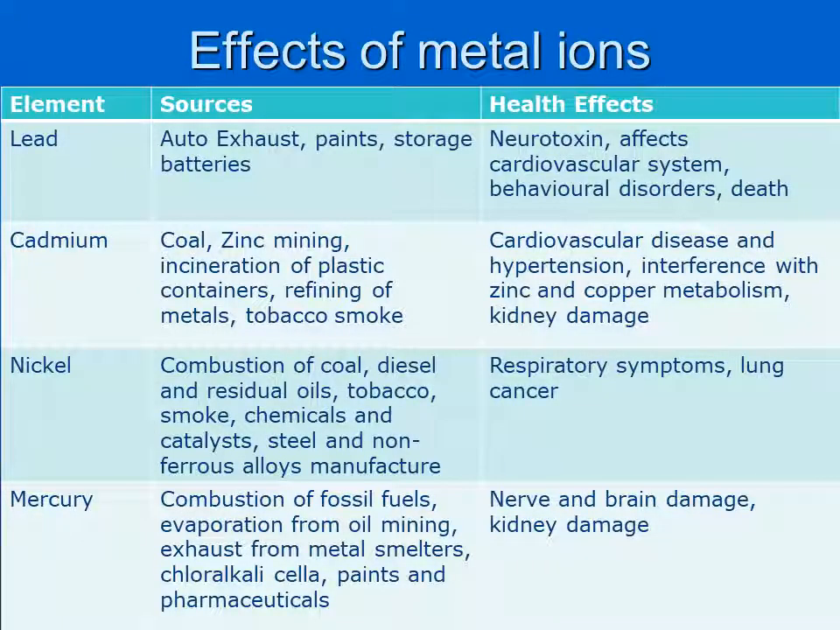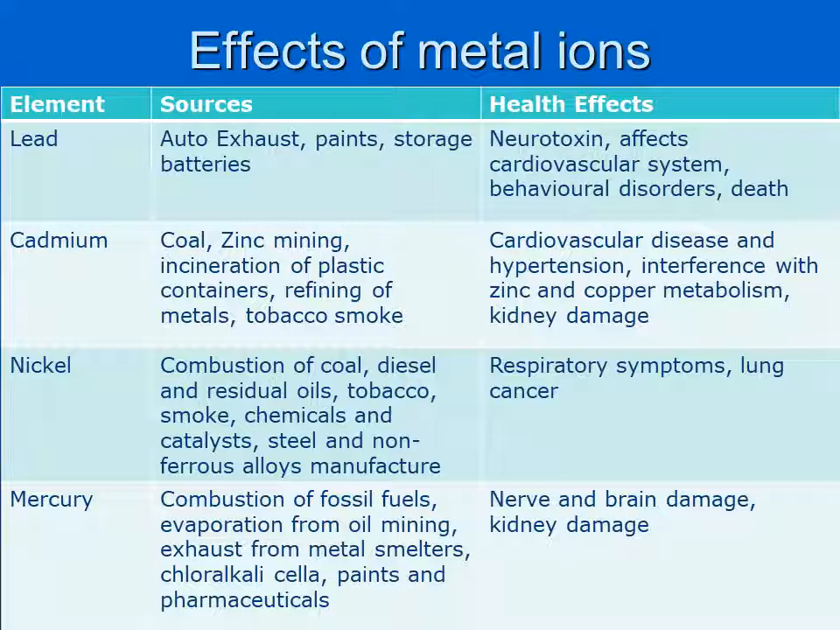This table here shows the effects of metal ions. For example, lead, its sources auto exhaust, paints, storage batteries. Health effects include neurotoxin, it affects the cardiovascular system, causes behavioral disorders and even death. Cadmium, its source includes coal, zinc mining, incineration of plastic containers, refining of metals, tobacco smoke. It causes cardiovascular disease and hypertension, interference with zinc and copper metabolism, kidney damage.